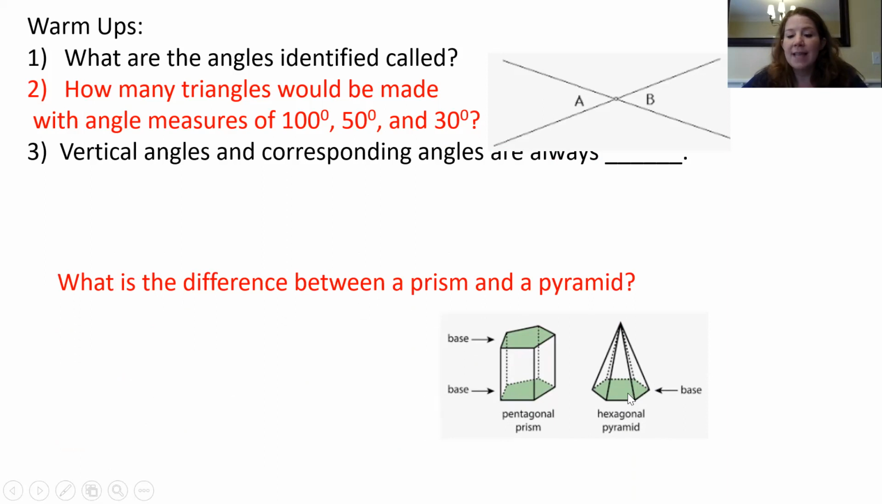So for example, the base is a hexagon. So pyramids, the other difference is that the sides of pyramids are triangles. And for prisms, the sides are always rectangles, right? So they have a few differences.